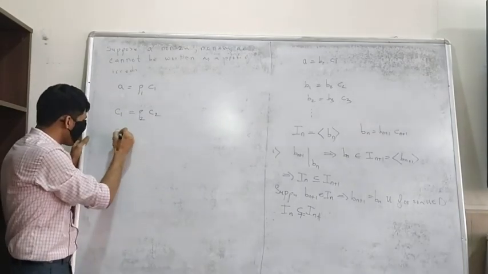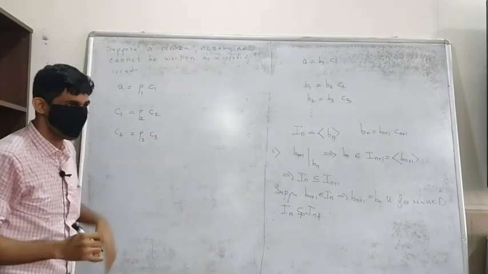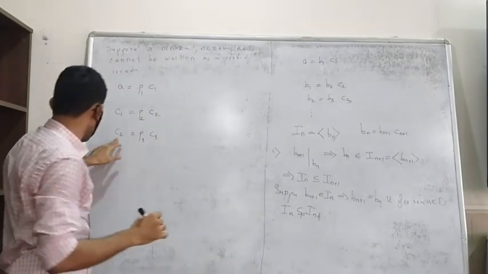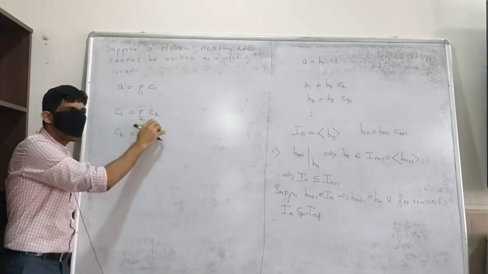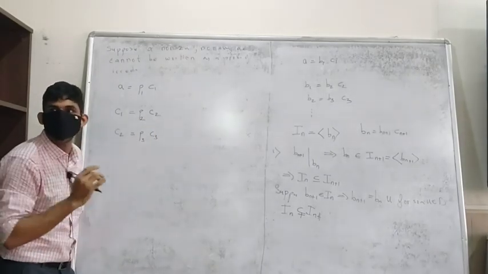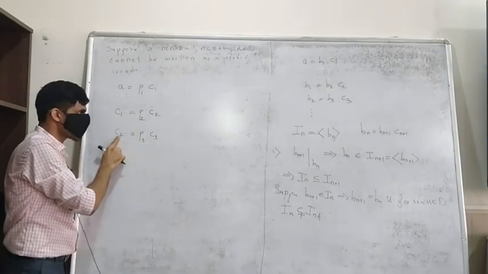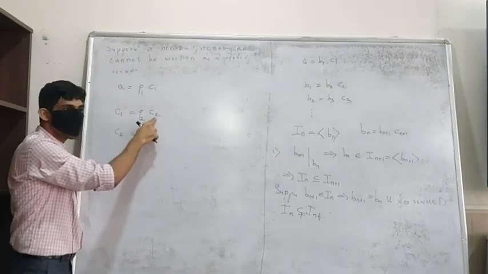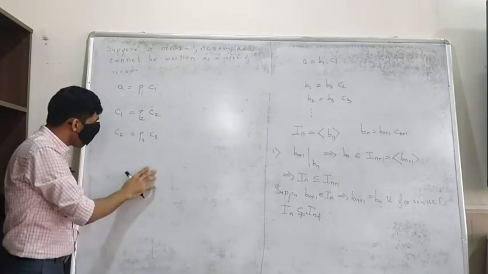Then you take C2 and write it as P3 times C3. Again do the same argument. C3 cannot be a unit because if C3 was a unit, C2 would be an irreducible, but C2 is not an irreducible. We made the argument that C2 is not an irreducible.